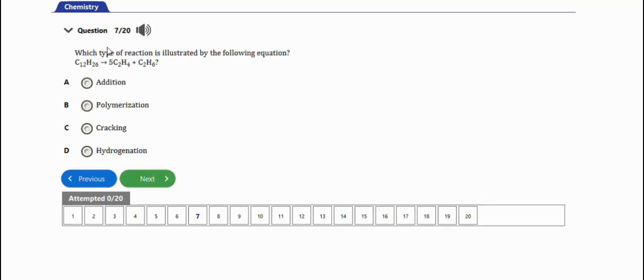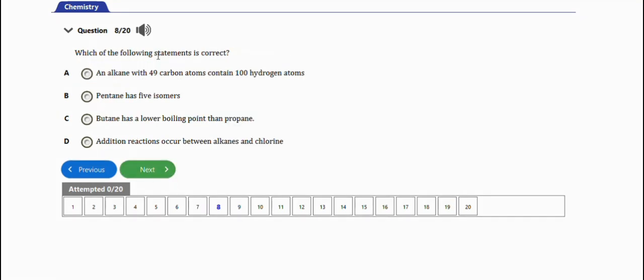The next question says which type of reaction is illustrated by the following equation? Alright, so guys, this is cracking, option C. Very important, take note of this. This is cracking, guys. When a high hydrocarbon is broken down into smaller hydrocarbons, it is known as cracking, option C.